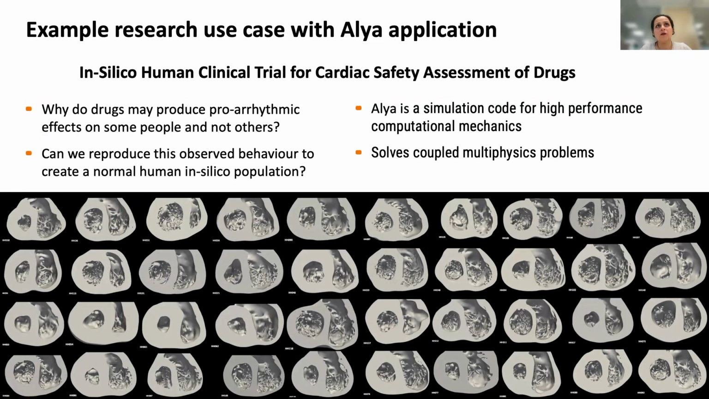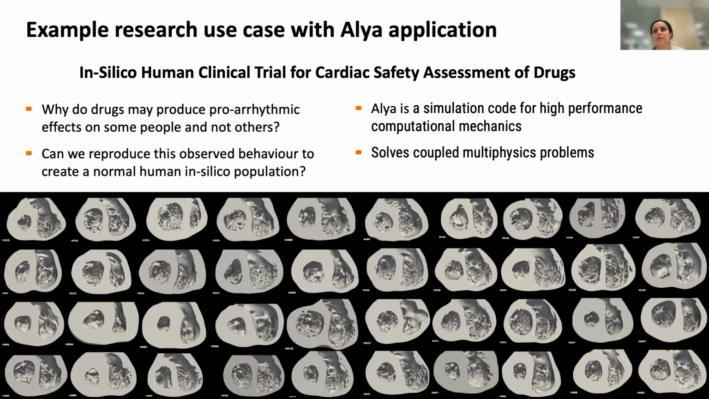Just as an example of a research use case within CombioMed, here you see in silico human clinical trials for cardiac safety assessment of drugs, which is using an application called ALIA. This is an application that is being run on supercomputers to make simulations of a heart, and make meshes and all kinds of different slicing and methods to simulate a heart, and also to assess how and why drugs may produce certain effects, or help the doctors to assess these behaviors.